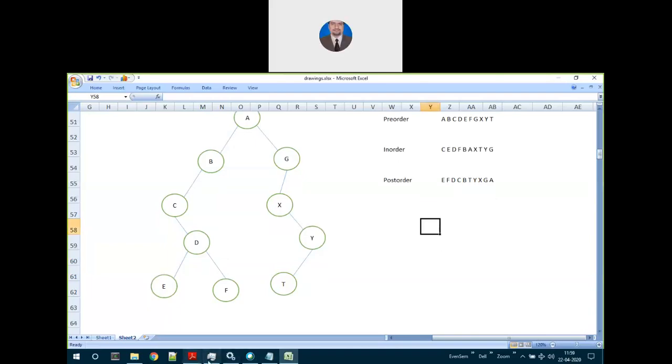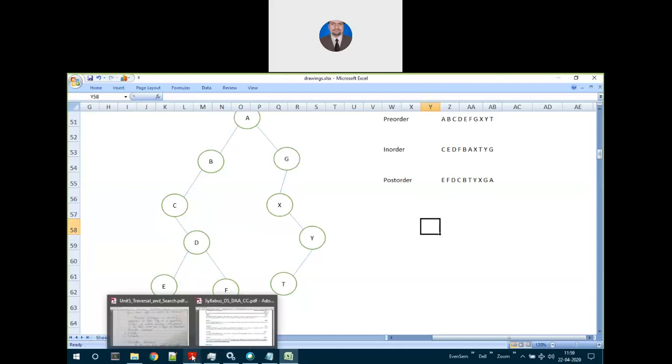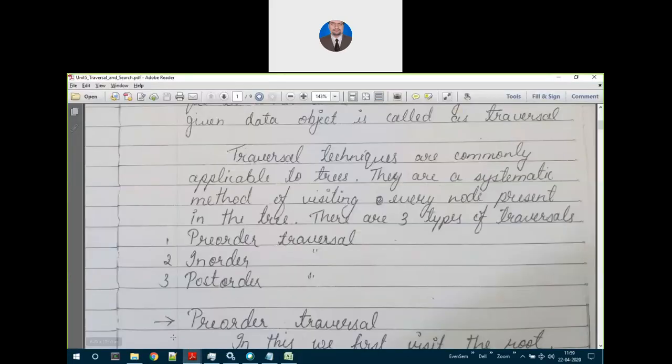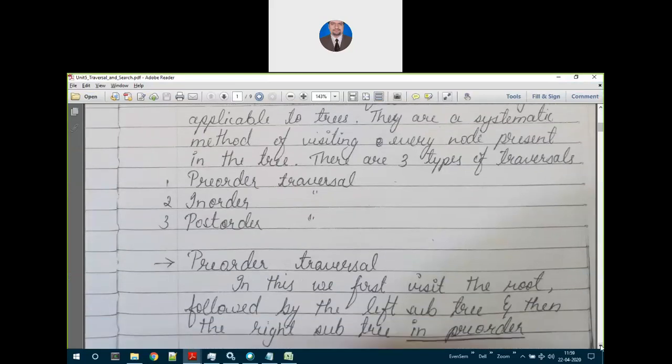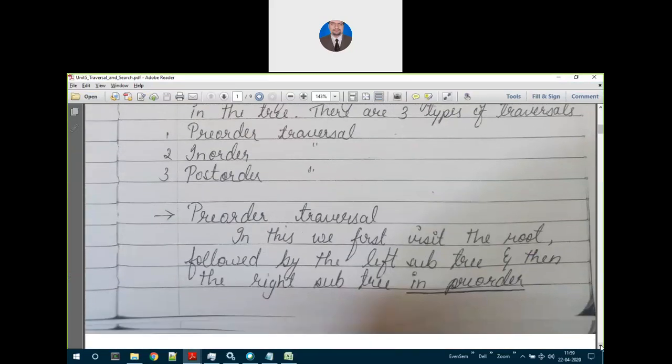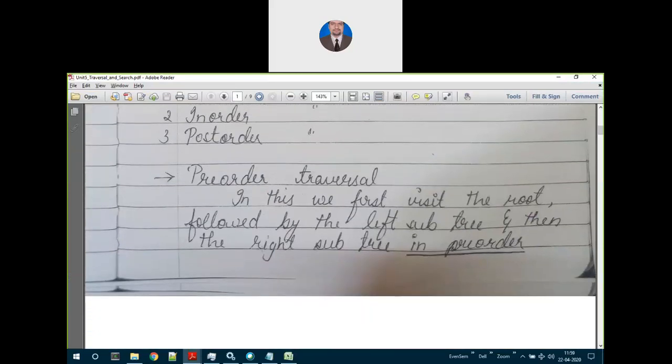So now we'll quickly go through the notes that we have shared with you. The same thing is mentioned in the initial stages, that is the definition of the traversal and the three techniques, the three traversal methods.